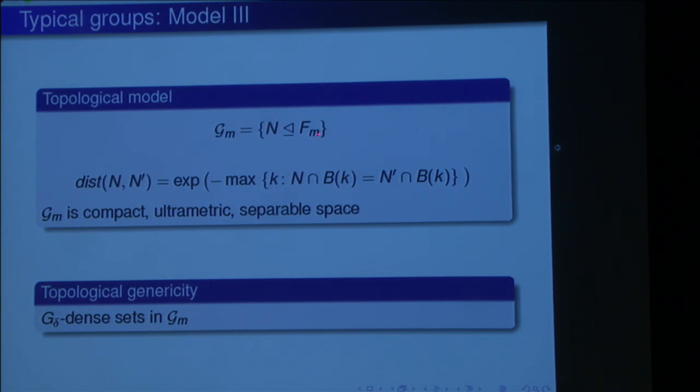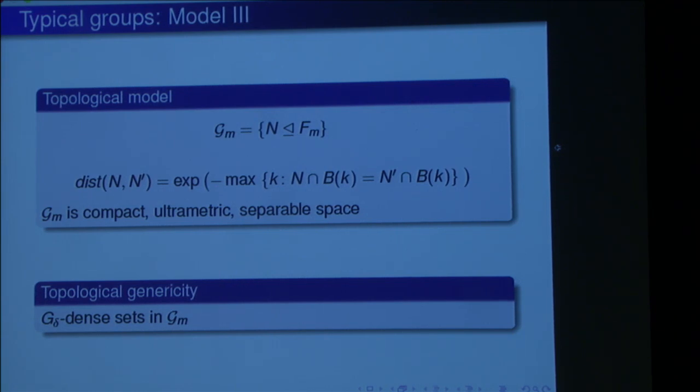And then on this space I define a distance to have a topology. The distance will be the following: exponential function of minus the maximum k such that balls of radius k in this normal subgroup and in this normal subgroup coincide.